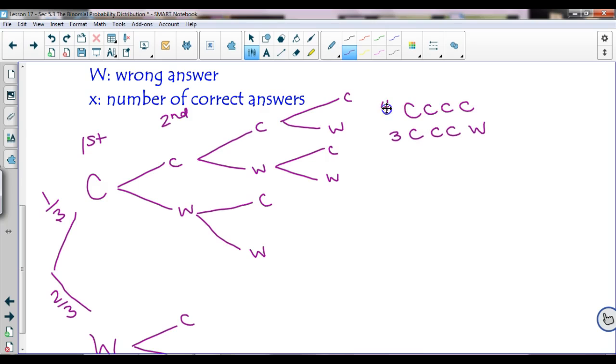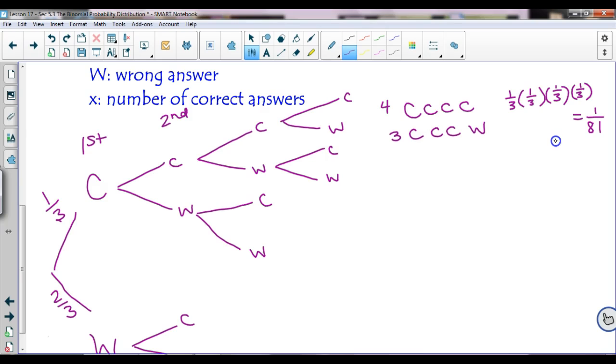2/3. So to get all correct would be 1/3 times 1/3 times 1/3 times 1/3. So the probability of getting all of them correct is 1 out of 3 times 3 times 3 times 3. What is 3 to the 4th power? 27 times 3 is 81. 1 out of 81.